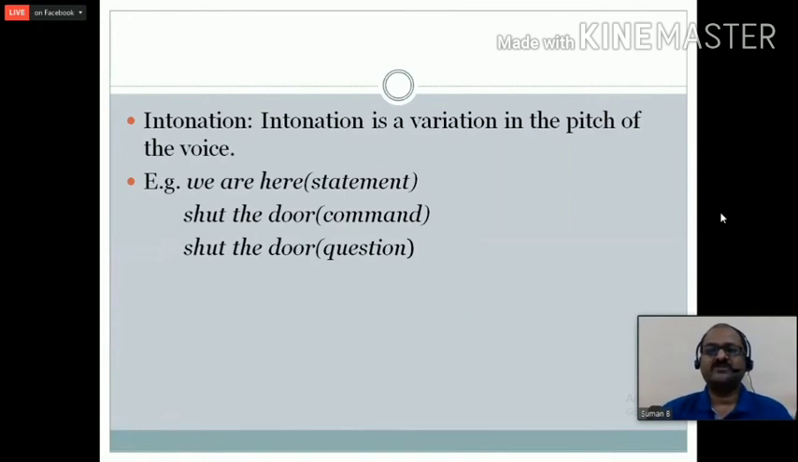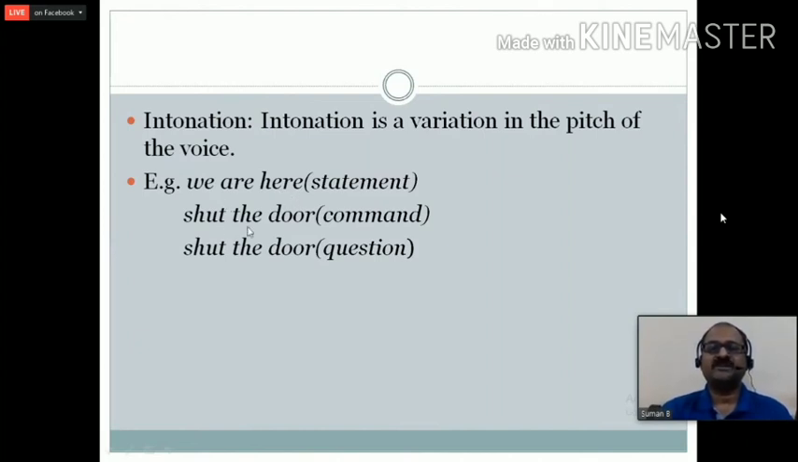Intonation is the variation of pitch. For example, in statements we talk about the falling tone, right? We are here. So in the beginning the tone is high, but as we move forward the tone is lower.